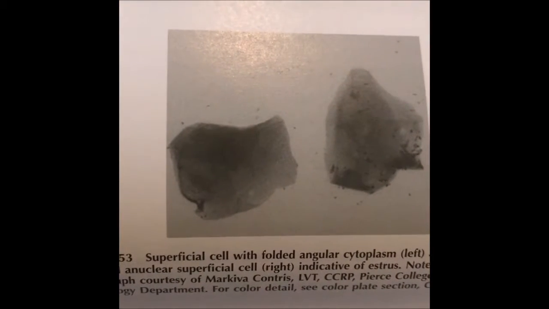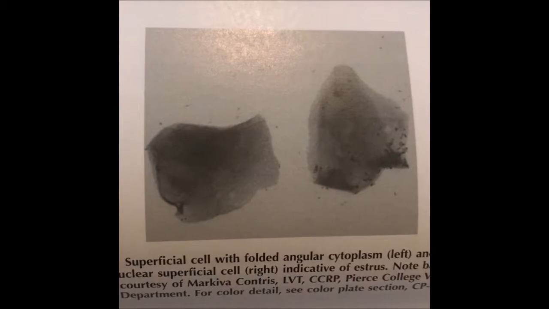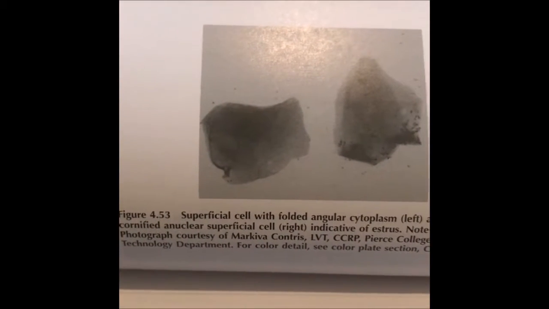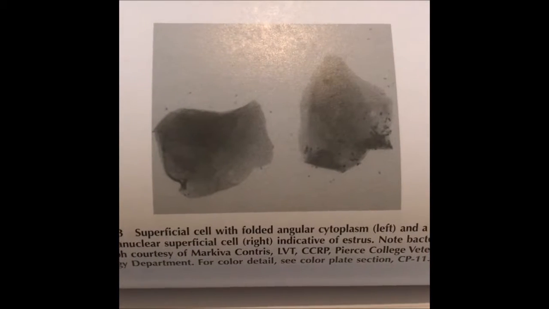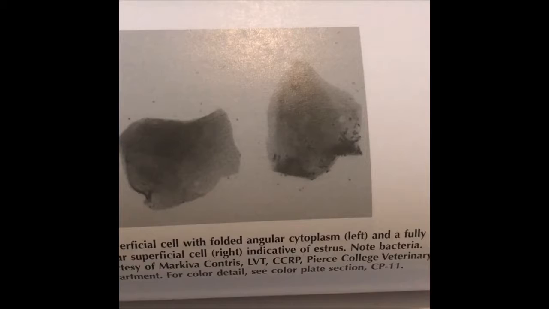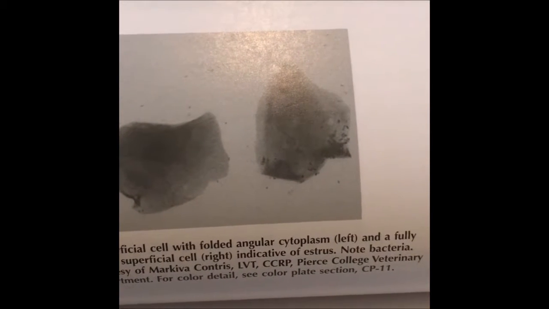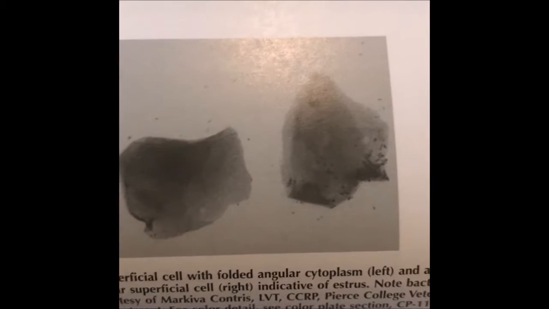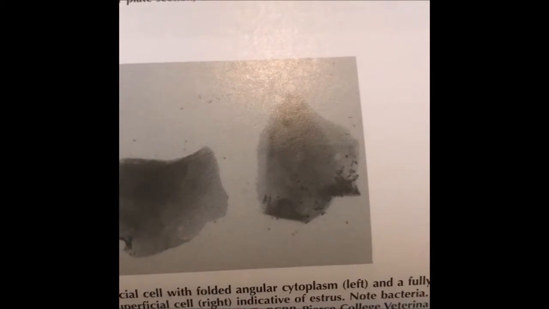Okay, and here we have our superficial cell with folded angular cytoplasm on the left side, and the cornified anuclear superficial cell on the right. Okay, this one is indicative of estrus. So this is showing when we're ready to be bred. You see all the bacteria there and how cornified these cells are, and that's how we know that the female is ready to be bred.